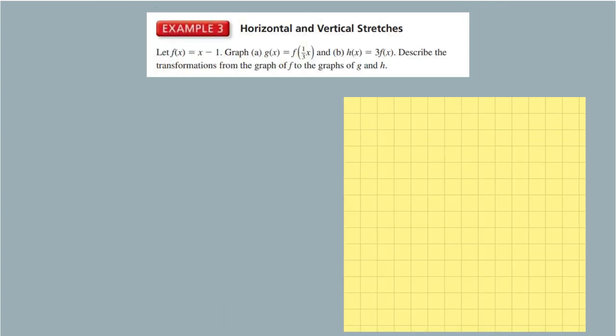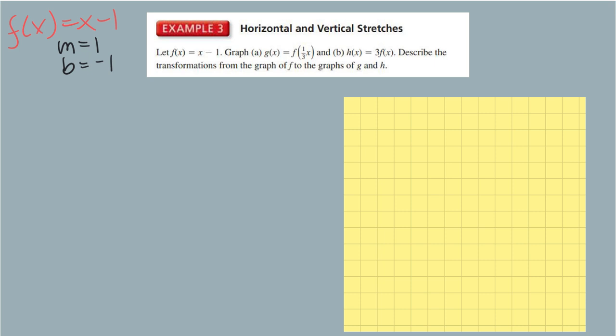Horizontal and vertical stretches. We know that a parent is given; they're telling us to let f of x equals x minus 1. That will be your parent. Can we graph that? Yes. m is our slope. In this case, it's 1. Remember, there's an imaginary 1 in front of our variable x. And our y-intercept is -1.